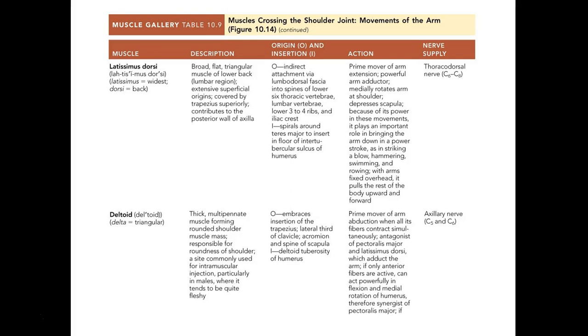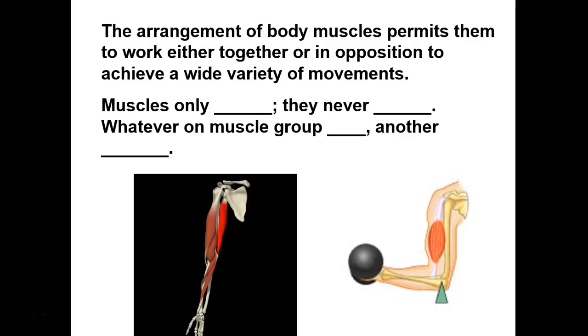It's a powerful arm adductor. And then if you read on down, it says it's important in a power stroke like hammering or swimming or rowing. That might be something that you can write so you can remember it. So use the charts in your book to fill out the chart I gave you. And here I'm giving you more. And then you can use that study area as well.